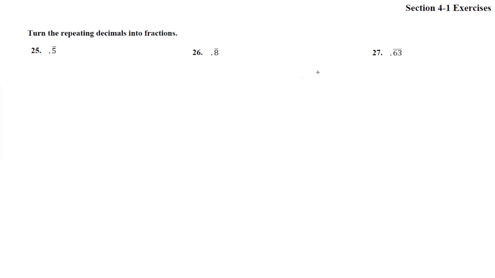Here we are in section 4-1, exercises 25 through 27. In this case, it says turn the repeating decimals into fractions. This is one of the neatest little connections we have from systems of equations back to arithmetic. Certainly we could turn fractions into decimals, but going back is kind of weird. And we use systems of equations to do that. So we're going to look right here.